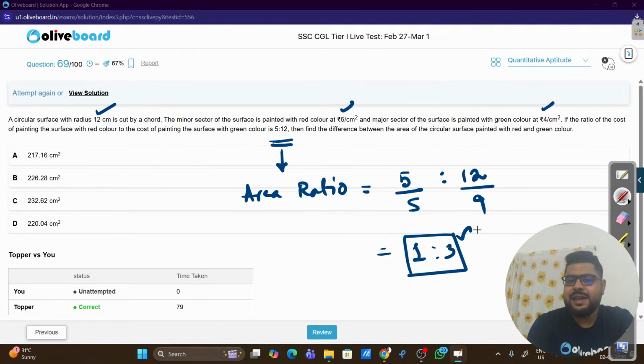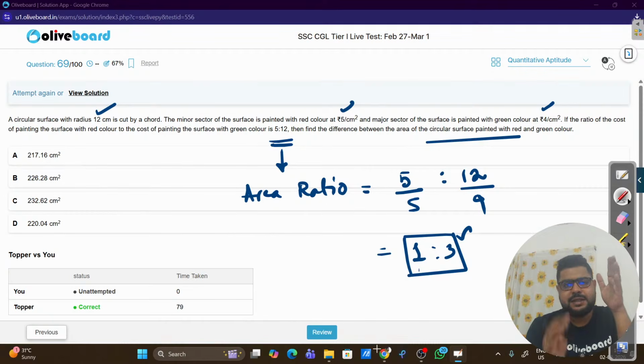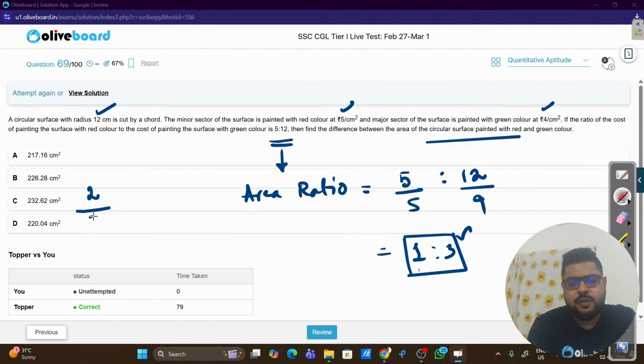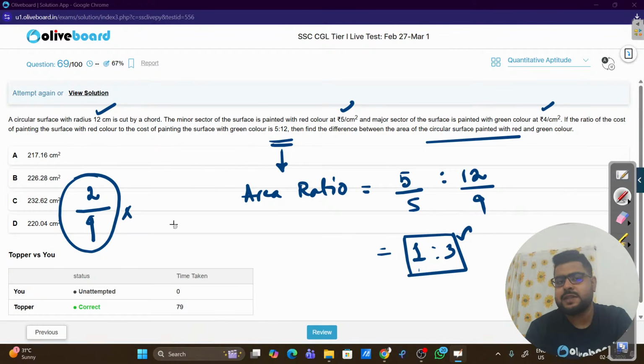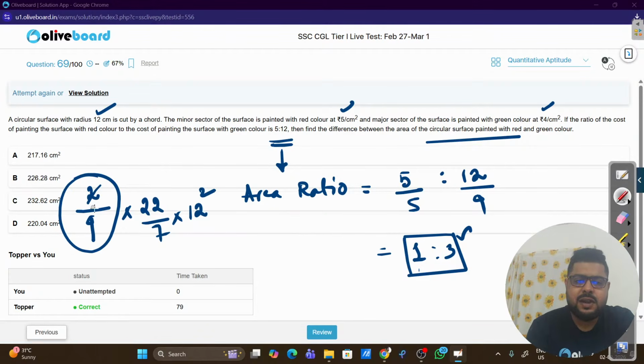1 is to 3. They're asking the difference between the areas. So the difference will be 2 parts. One part is red, 3 parts is the other color, that is how much over green. So the difference will be 2 parts out of 4 parts, meaning half of the whole area of the circle. Area of the circle is pi r square. Radius is 12. Just calculate this.